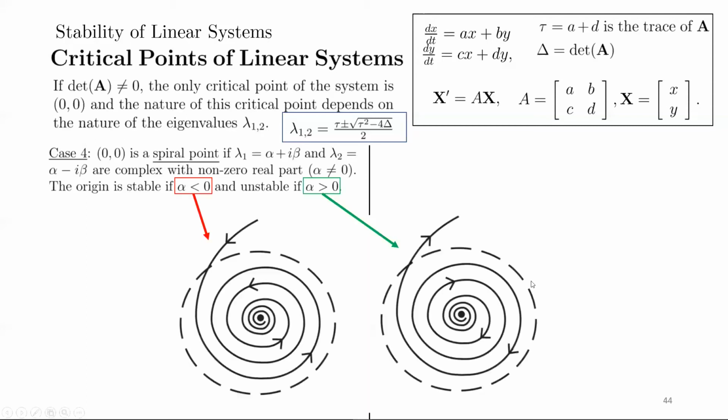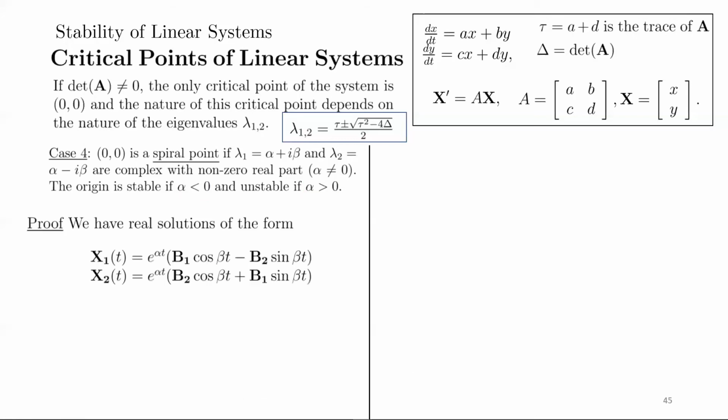If alpha is negative, then we have these spiral points where we're spiraling in towards the center, kind of like being sucked in by a black hole. And if alpha is positive, then we get repelled by this center, this critical point here, and we spiral away from this critical point. Okay, so the proof, of course, is that if we have complex conjugate eigenvalues, then we have these two real solutions here. Again, this is from Unit 4.